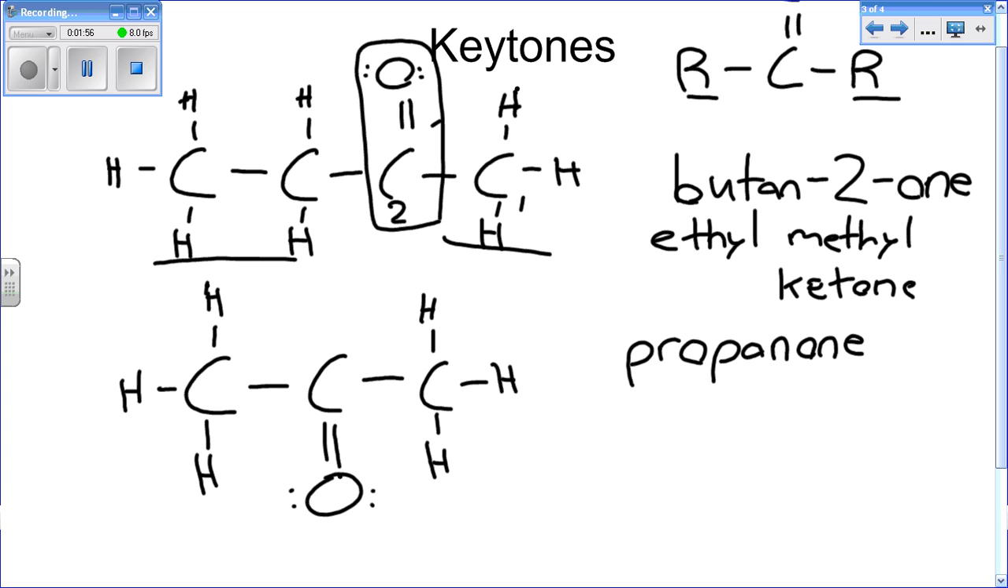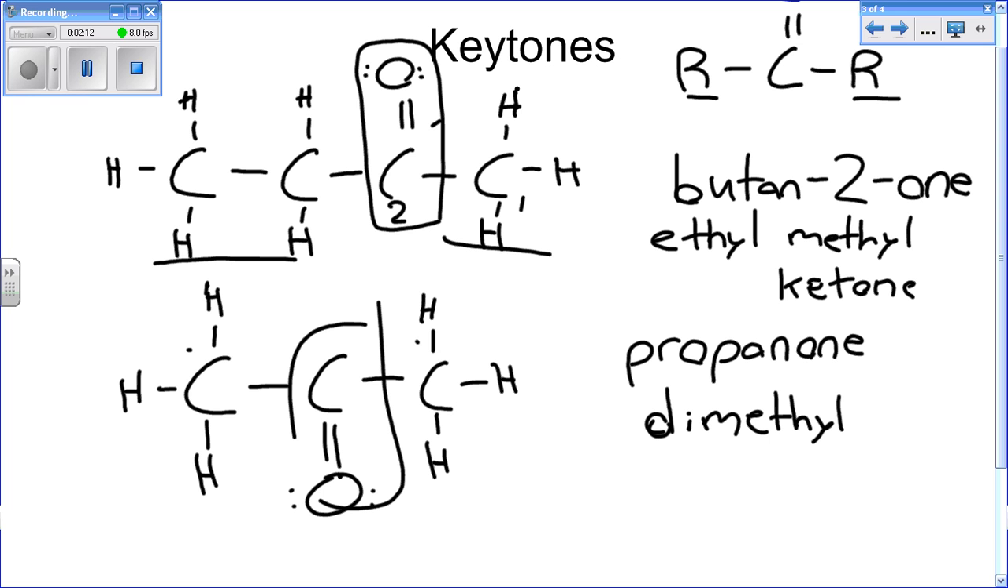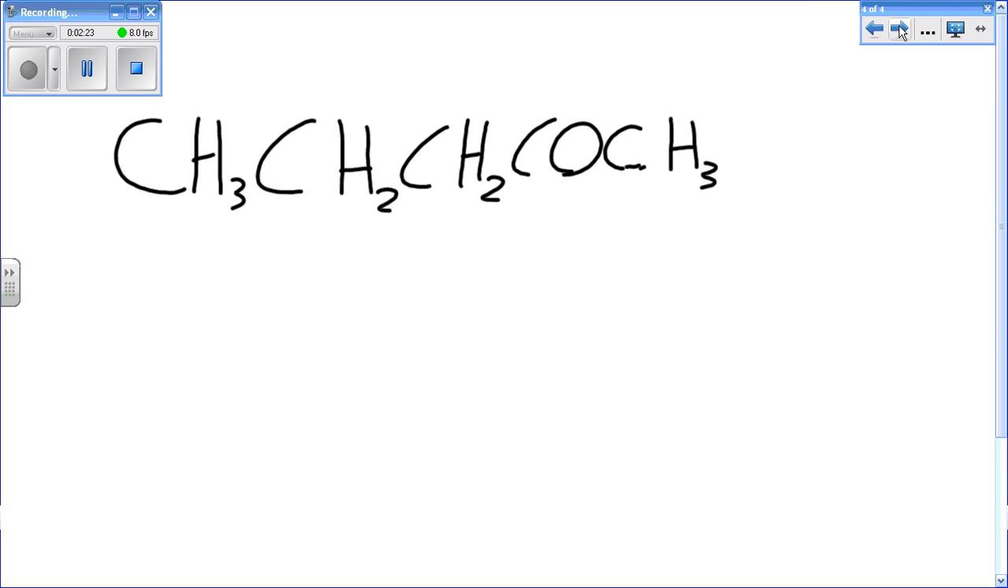On the other hand, for the second way, you have two methyl groups. Therefore, you need the beginning of di to indicate the two of them, and methyl. And like before, you just end it with ketone. So now that you know the basics, try to solve this problem. Pause the video now and resume it to get the answer.